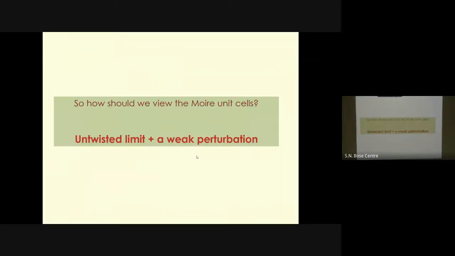So the question is, by the description that I introduced earlier, the coupling is so small; they've extracted a coupling, which is also pretty weak between the layers. So should we view these materials as essentially the untwisted limit plus some perturbation coming from the interlayer interactions or some other interactions?